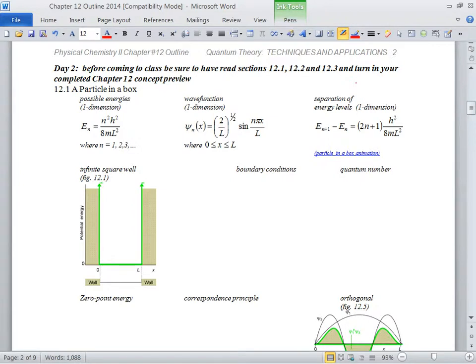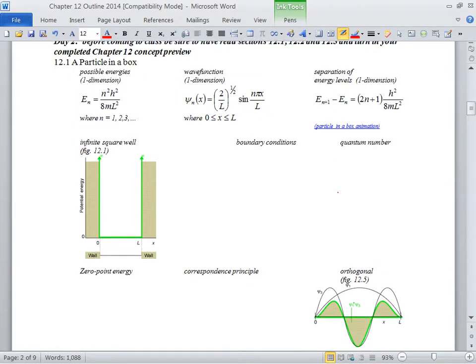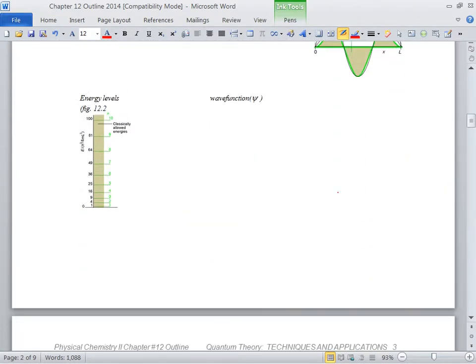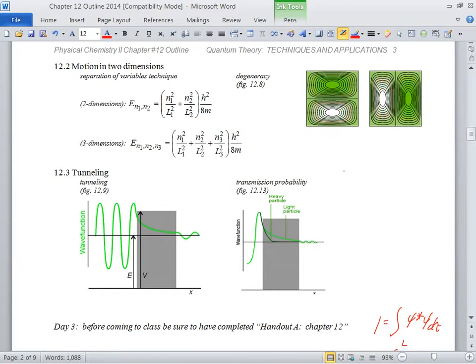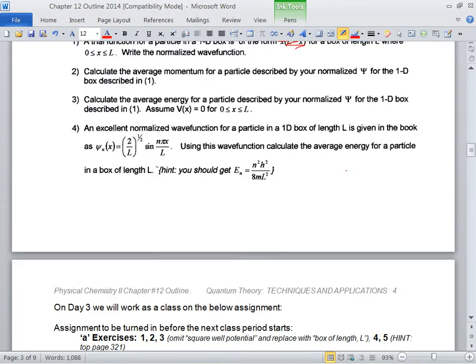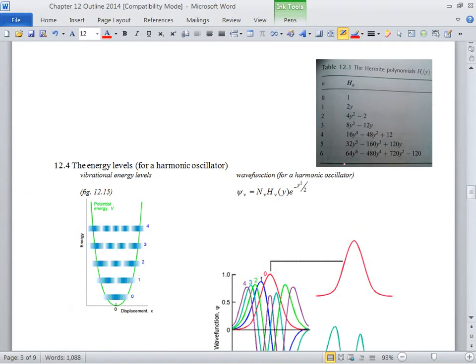Are the energy levels of a particle in a box evenly spaced? No. Here's a good question. I'm not going to respond to it yet, I want to reword my question. The energy levels of what system are evenly spaced? Oscillator. Yeah, the what oscillator? Harmonic oscillator.